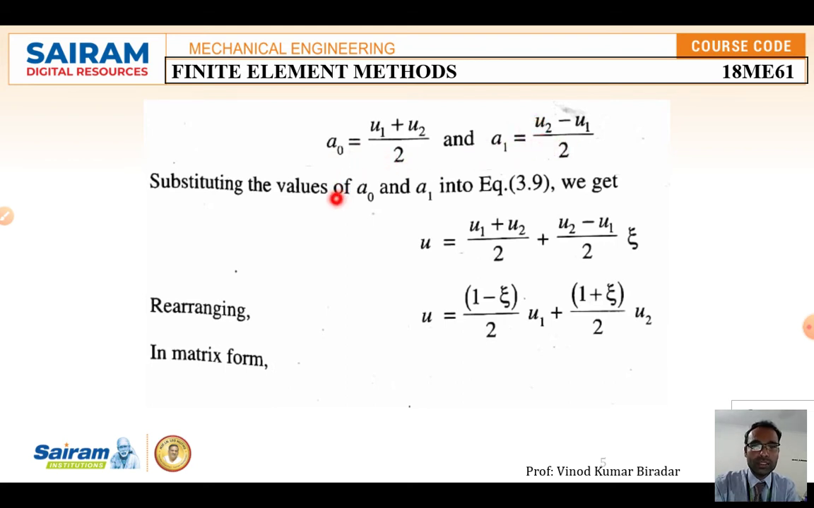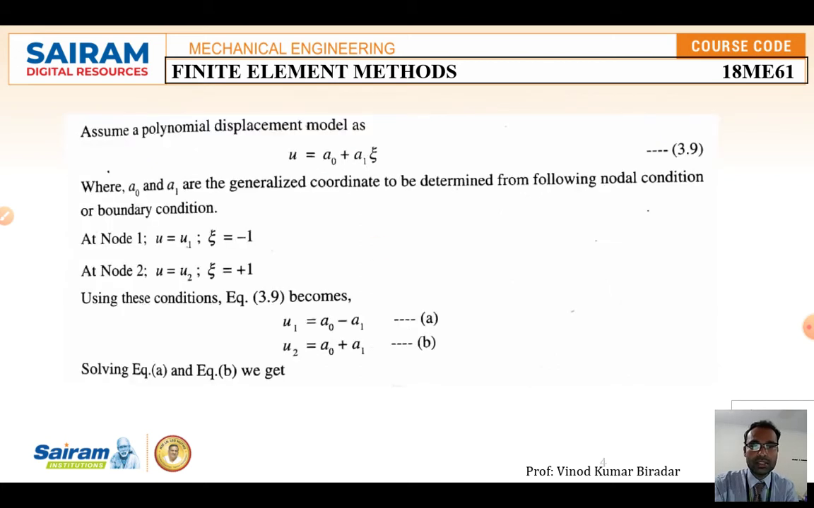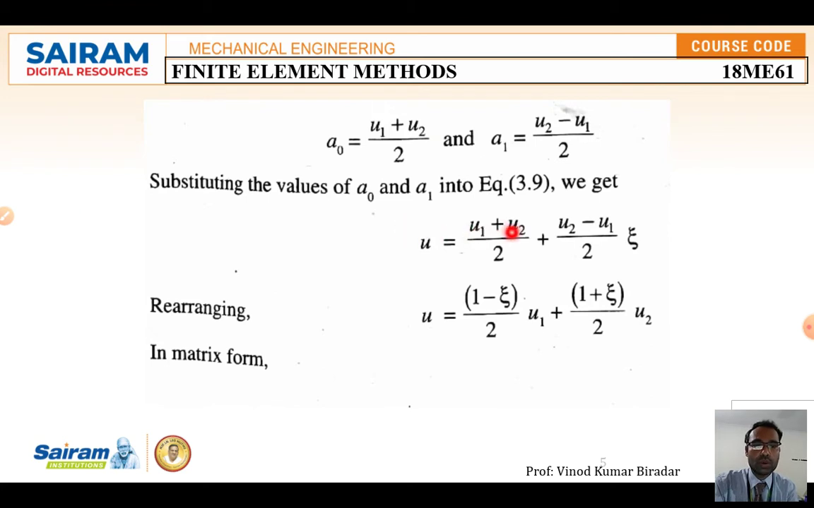Okay, so again you just substitute these a0 and a1 values in equation number 1, that is in this equation. So u is equal to a0 plus a1 zeta, so you are going to get u is equal to u1 plus u2 whole divided by 2 plus u2 minus u1 whole divided by 2 zeta. Okay, so again you rearrange this equation. So u is equal to 1 minus zeta divided by 2 u1, plus, so u1 is common here. Okay, 1 minus zeta whole divided by 2 u1 plus 1 plus zeta whole divided by 2 u2.